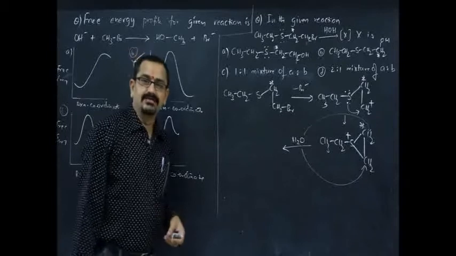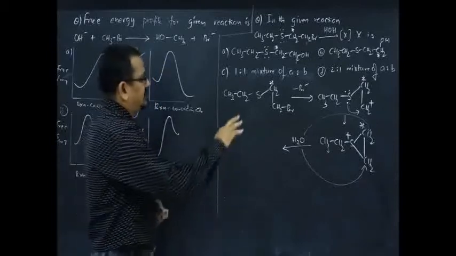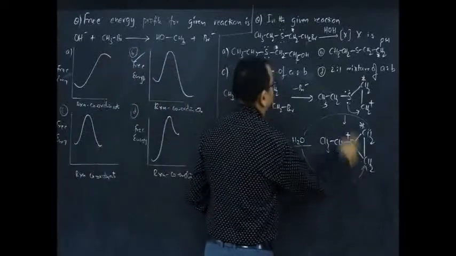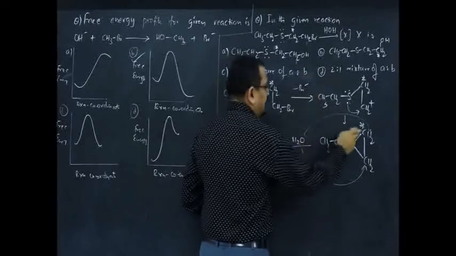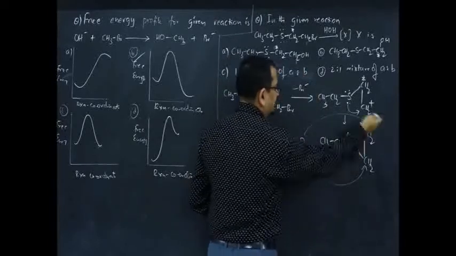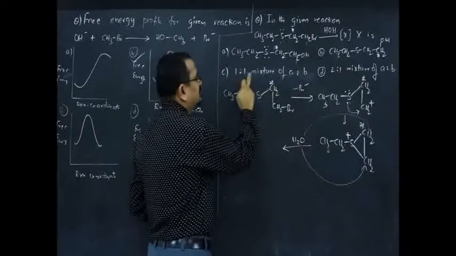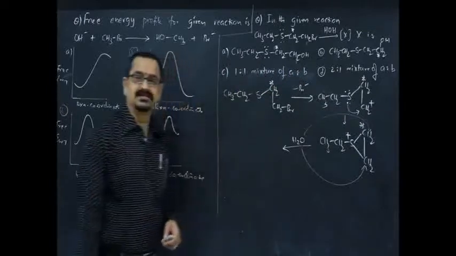In either way the attack may take place. That is why OH may be at this carbon, then this will be the product. OH may be left on this carbon, when the bond breaks, then that will be the product. So, a 1:1 mixture of A and B is the answer.